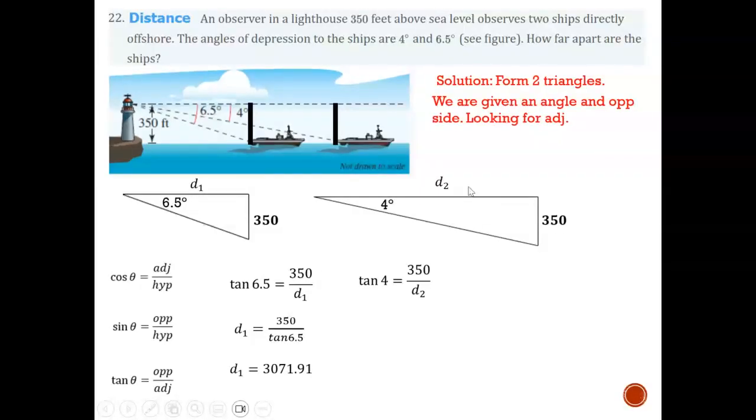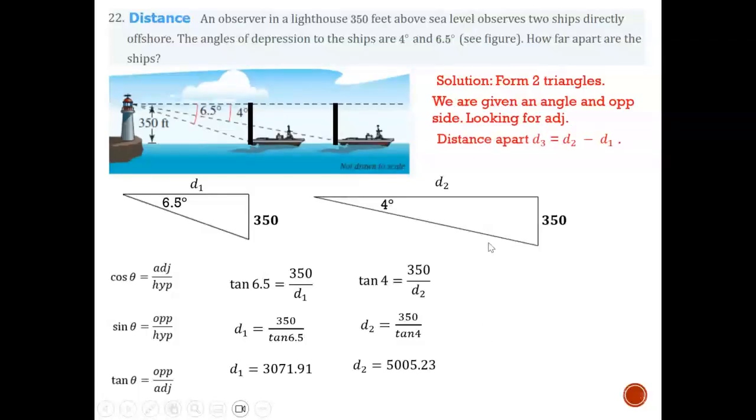Now we repeat the process for distance 2, which would be tangent of 4 degrees equals opposite 350 over distance 2. We use proportions. So D2 equals 350 over tangent of 4. Again, we use a calculator, and it's going to give us something like 5,005.23 feet.